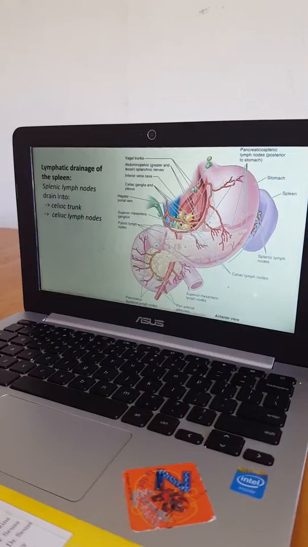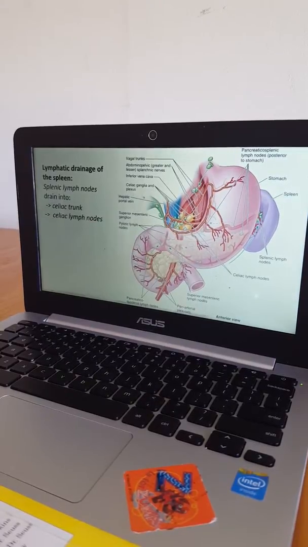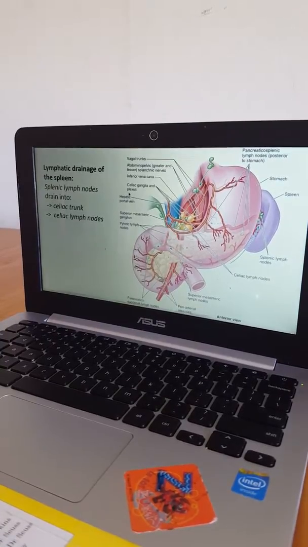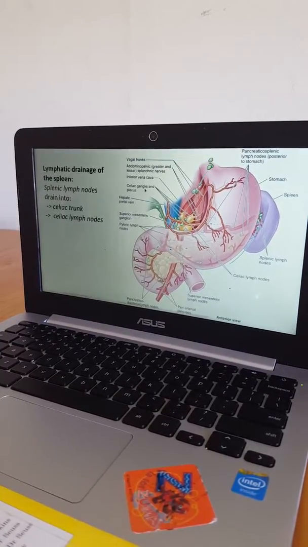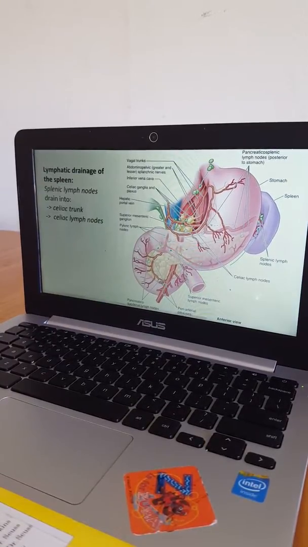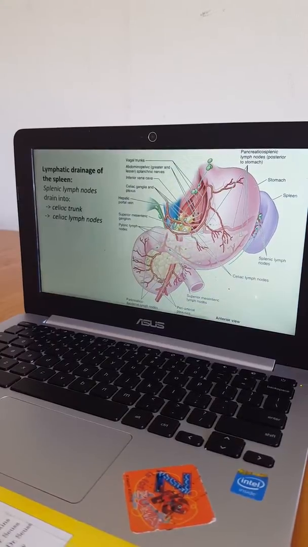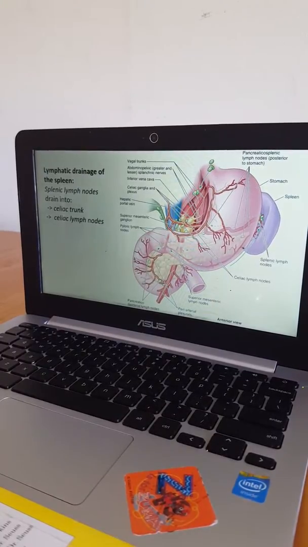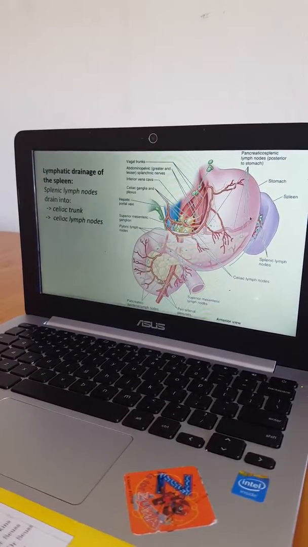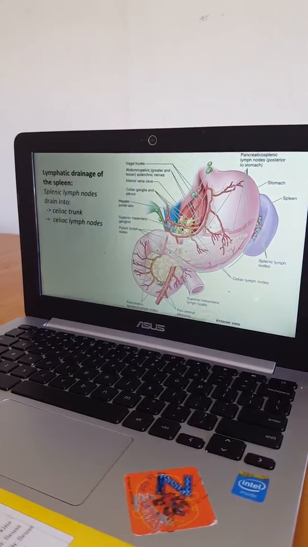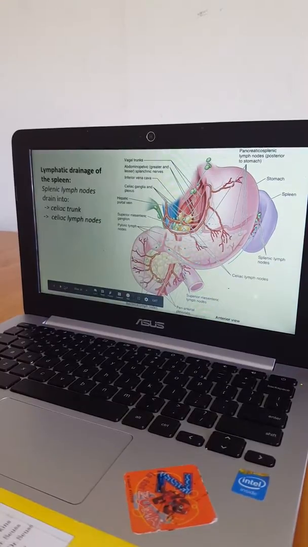So you can see this is the celiac ganglion and plexus. Ganglia means a collection of cell bodies, and plexus means branching of the axons. So all this is lying around the celiac trunk, right? You can see the arrow I'm pointing here. These are small nodes, pancreatic lymph nodes, splenic lymph nodes, and you can see splenic nodes. All of them are just draining to each other and then finally draining into the celiac nodes. So this is the pathway.